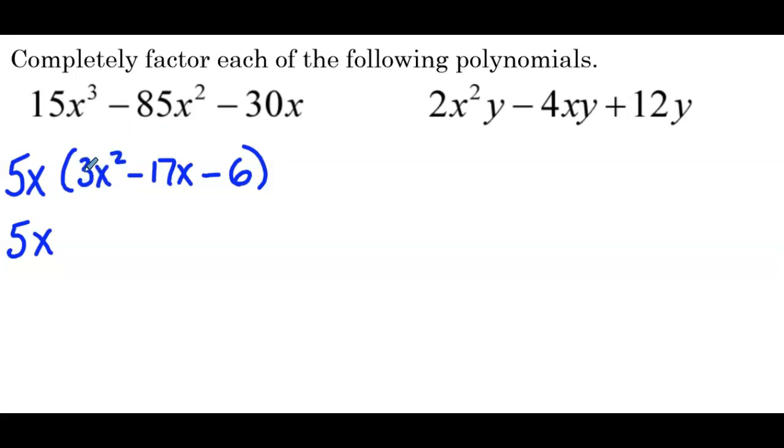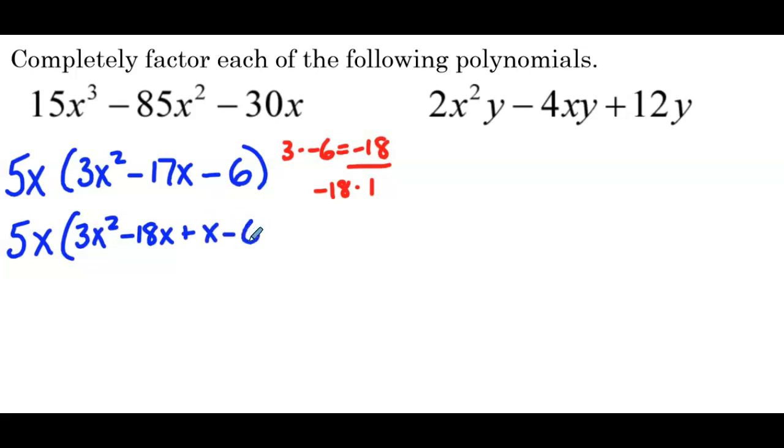But just as a reminder of our technique, we're going to do 3 times negative 6, and that's negative 18. So we need to think of a factor pair of negative 18 that sums to negative 17. So negative 18 and 1. So we'll rewrite the trinomial with 4 terms: 3x squared minus 18x plus x minus 6. We'll group the first 2 terms together, the second 2 terms together. So we have, don't forget about the 5x. We do have to bring that along at each step.